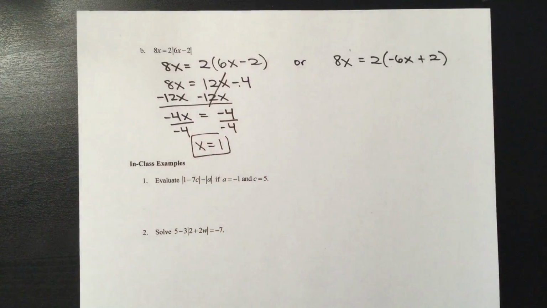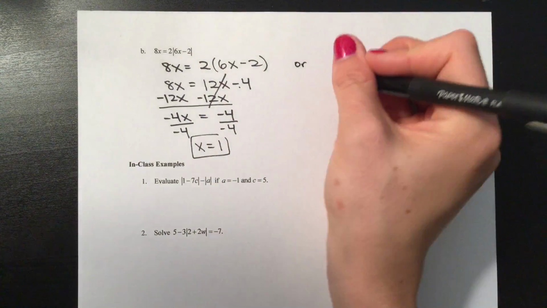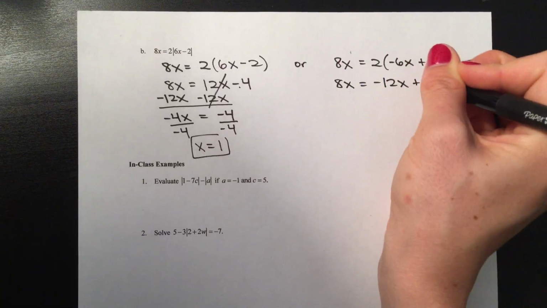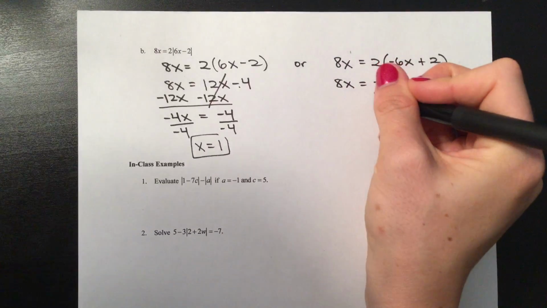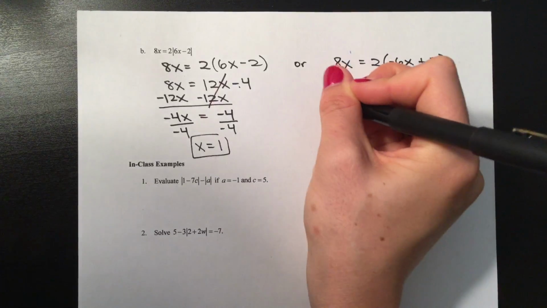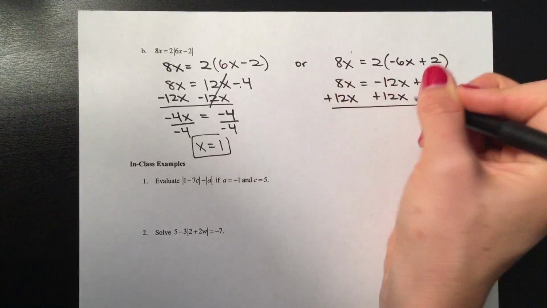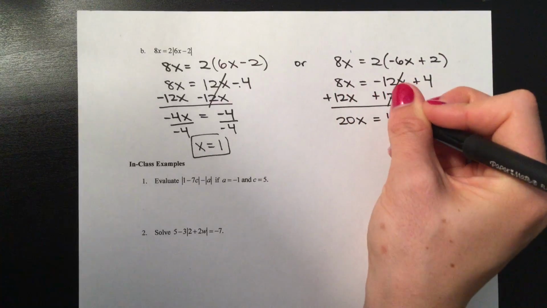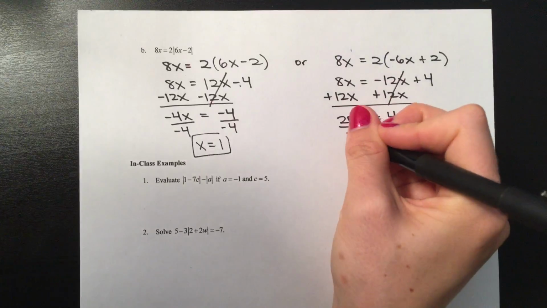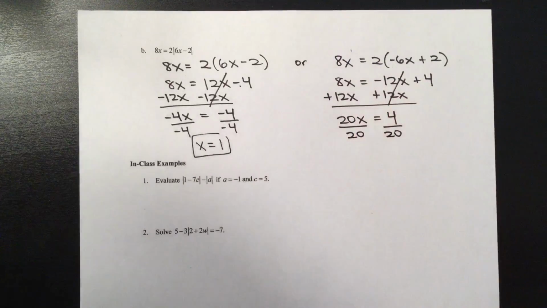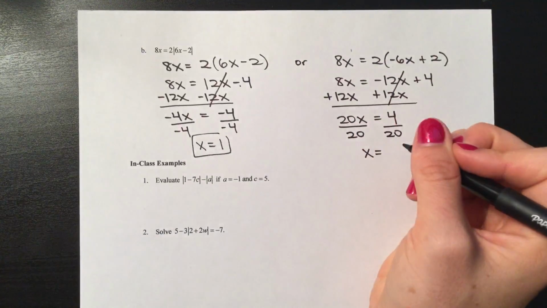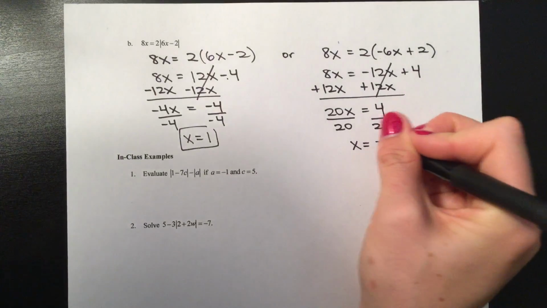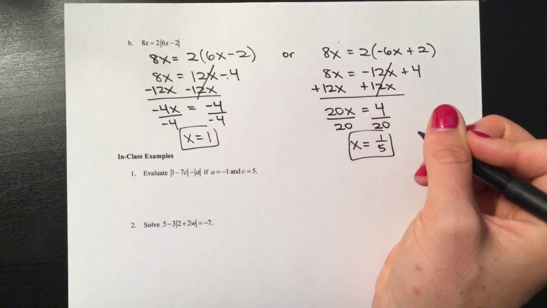All right, let's check the other answer. Same first step. I'm going to distribute that 2. So 8x equals, distribute the 2. And I'm going to solve the same way. Here I'm going to be adding 12x to both sides. I just want to be able to get that x by itself. So these cancel. 8 and 12 gives me 20x equals 4. And to get the x by itself, I'm going to divide both sides by 20. This is reducible, so make sure that fraction ends up reduced before you call it your final answer. So 4 over 20, I can reduce down by 4, and I will end up with 1/5 as my final answer.